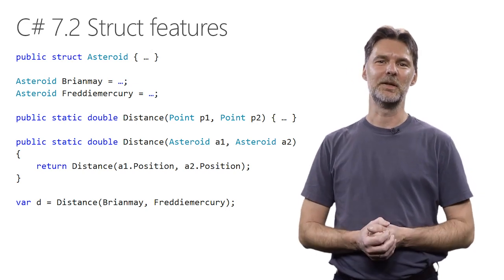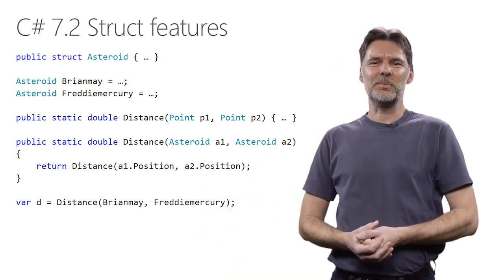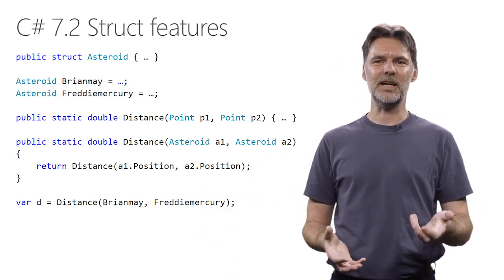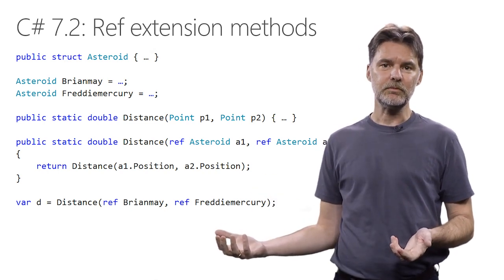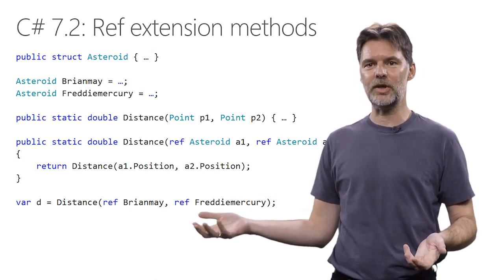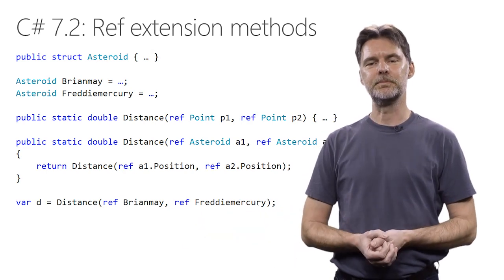How cool is that? But since asteroids can be big, we don't like copying them when we pass them to the method. It's common instead for the method to take ref parameters and pass the structs by reference. Assuming points are also structs in this example, we can pass those by ref as well and get a little more of a performance boost.